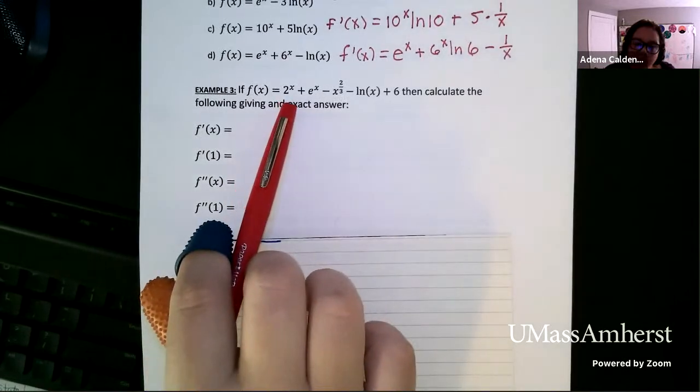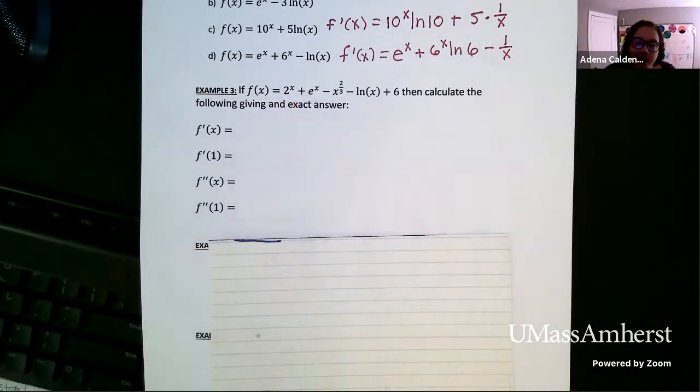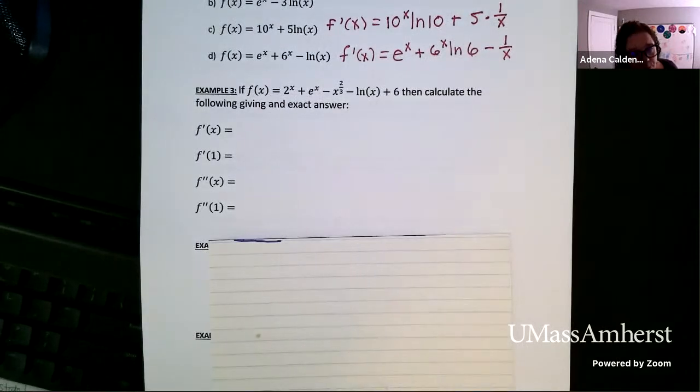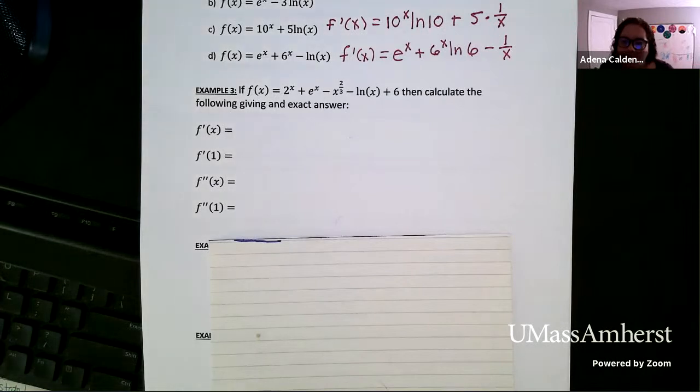So the function that you're looking at is 2 to the x plus e to the x minus x to the 2/3 minus ln x plus 6. So there's some terms in here you have to remember how to do the derivative from last time.